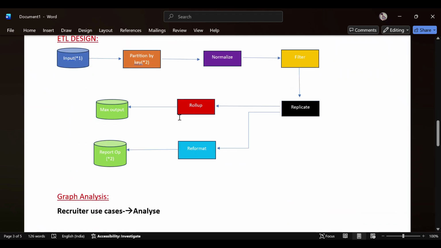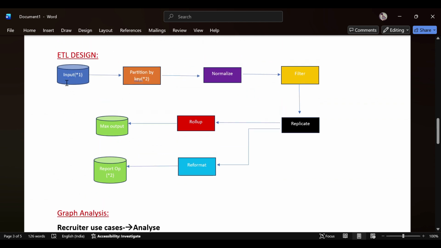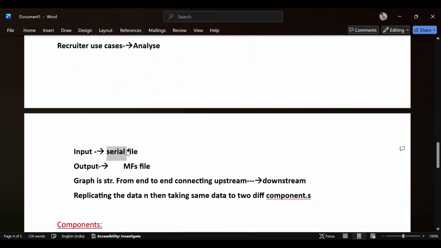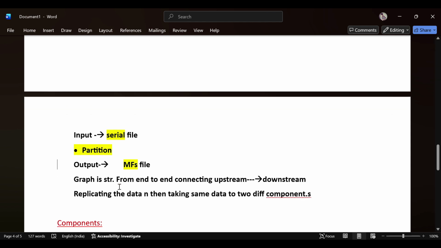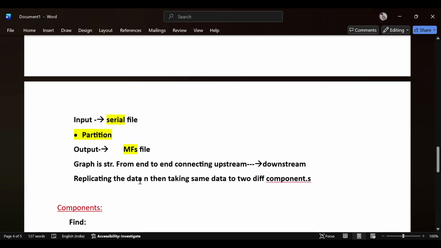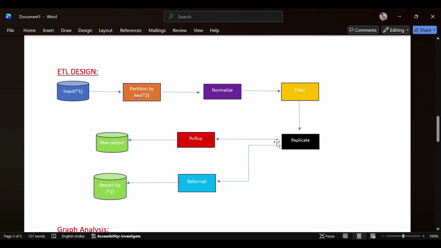Now we'll understand partition. When you see a graph, you have to understand whether it has a serial file or an MFS file. If it's serial to MFS, then partition is going on, so note down that one as well. And then the graph is structured like a kind of pipeline from end to end. Replication is going on, and the same data is going to two different components.